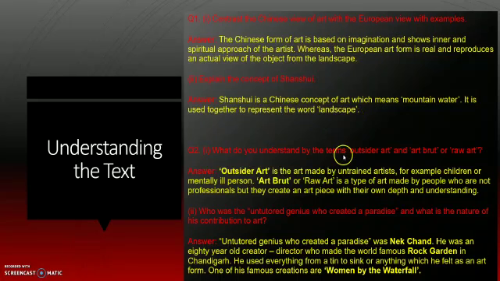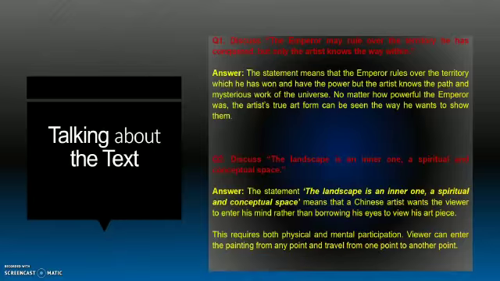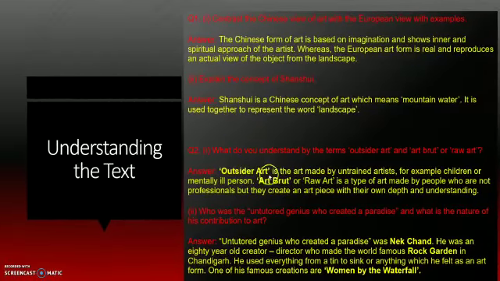What do you understand by the terms outsider art and art brut or raw art? Now, outsider art is the art made by untrained artists. For example, children or mentally ill persons. You see, when you are not an expert, when you don't have the talent of art, you are just trying to maybe draw something or do some coloring and all. So that is when we can say you are an outsider, or it is called outsider art.